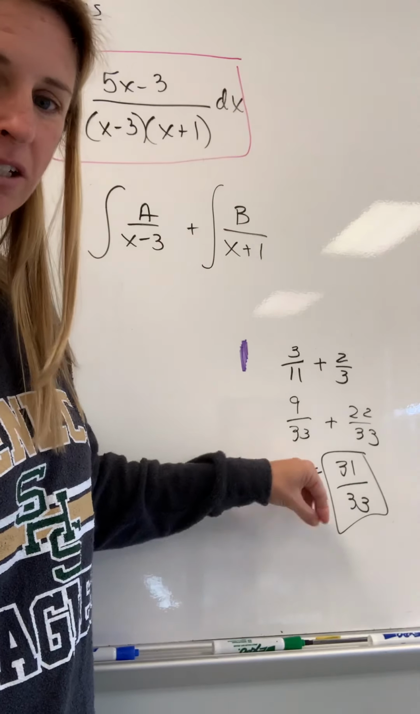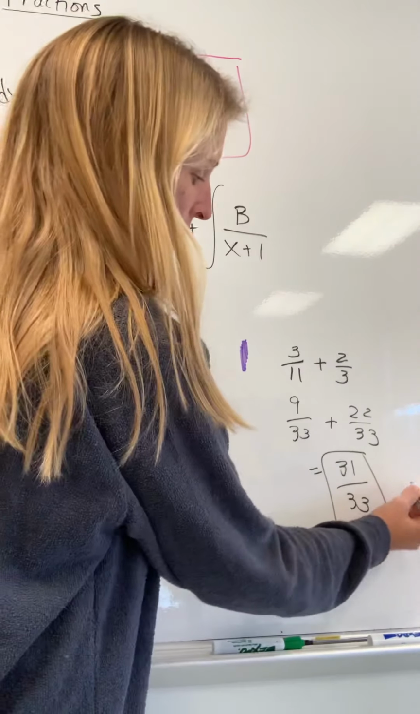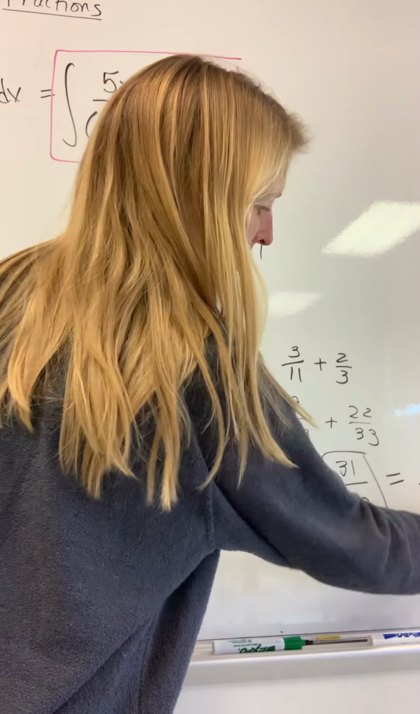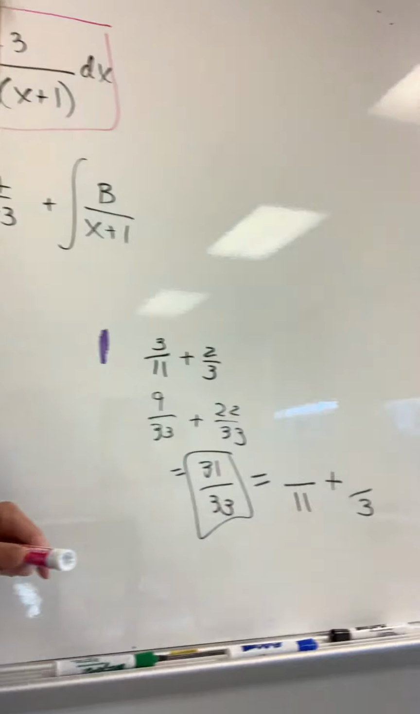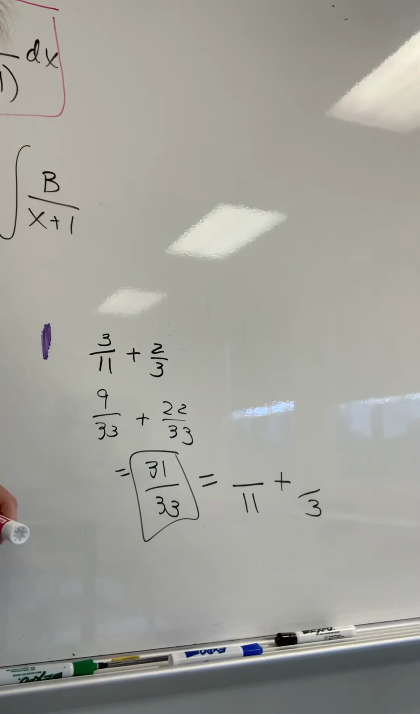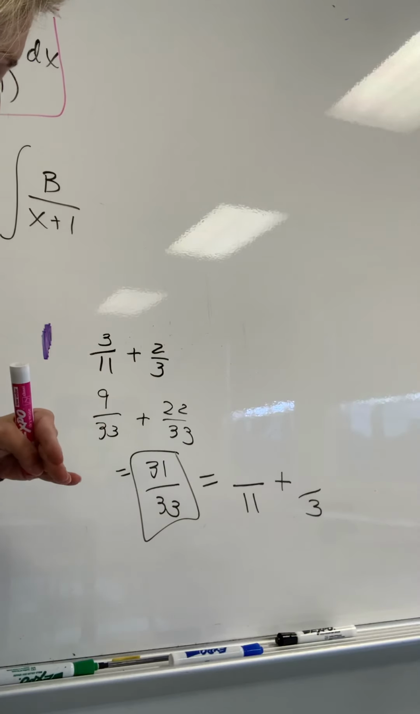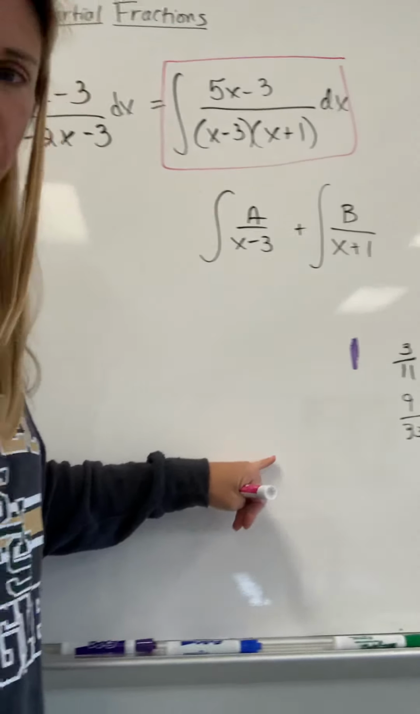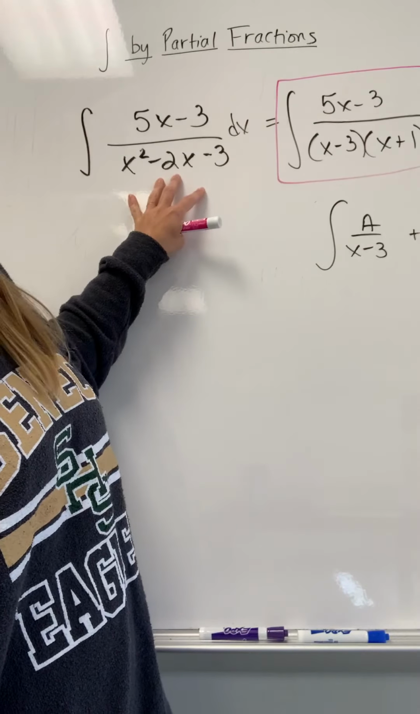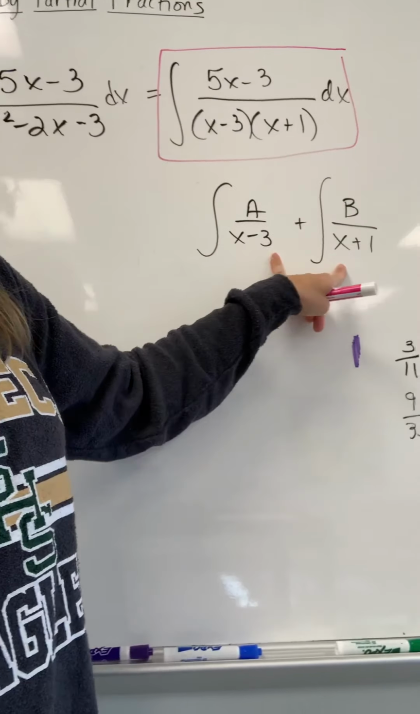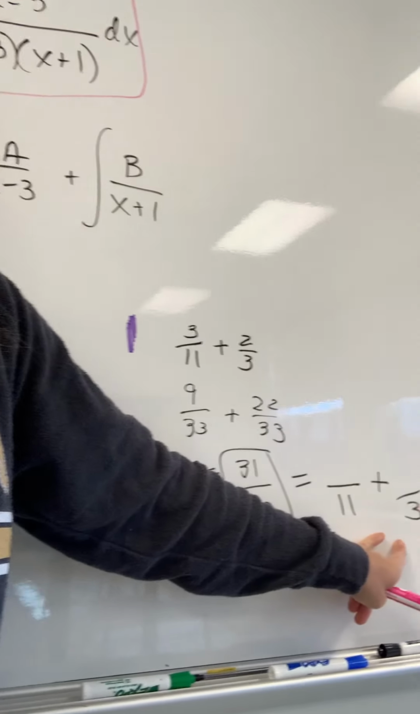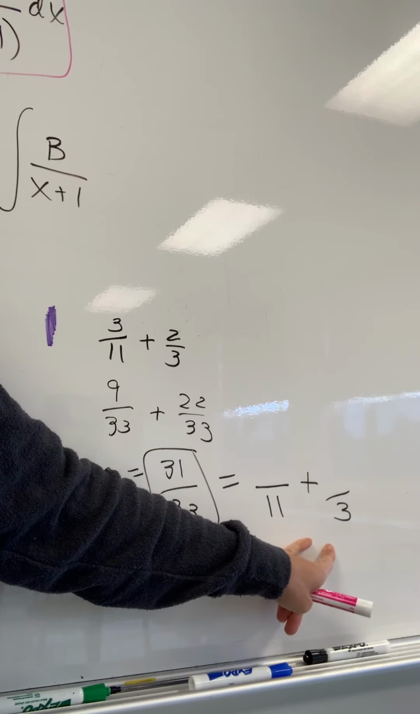But what if I'm given 33s and I'm asked to break this back apart? What if I'm given 31 over 33 and asked, well, what would this be if I had something over 11 plus something over 3? Well, you could figure that out and maybe you would guess and test a bunch to get to the right thing. But this is what I'm being asked to do on a much more complicated level. I'm being given a fraction that's all put together as my original problem, and I'm being asked to take that whole fraction and split it apart into two pieces.